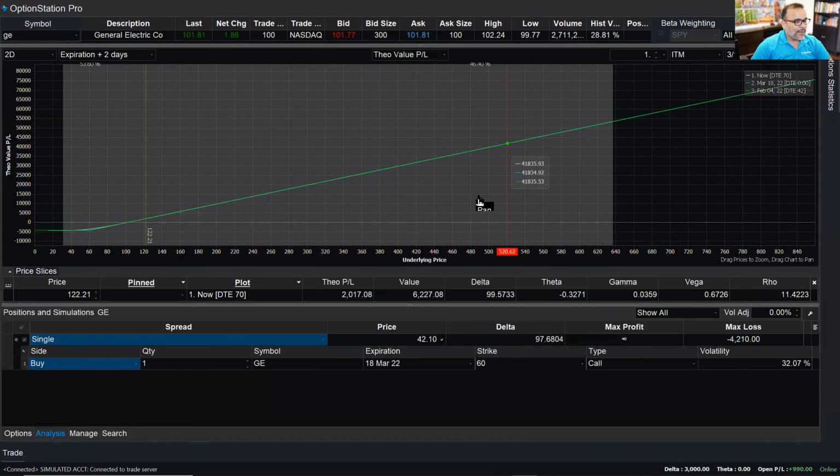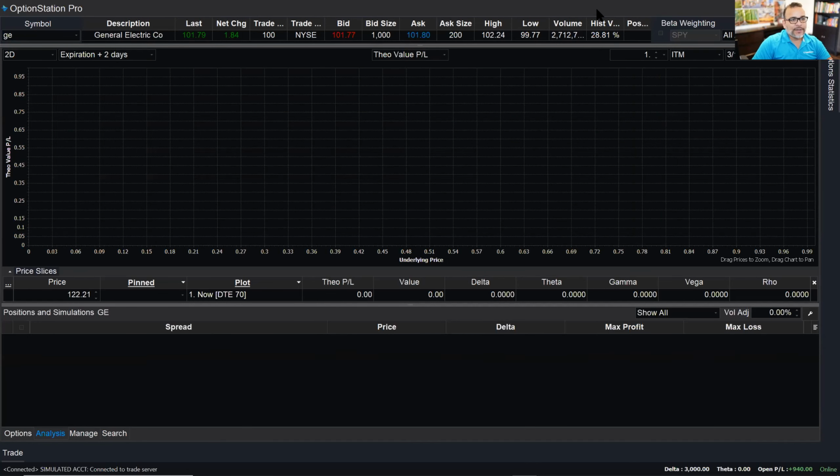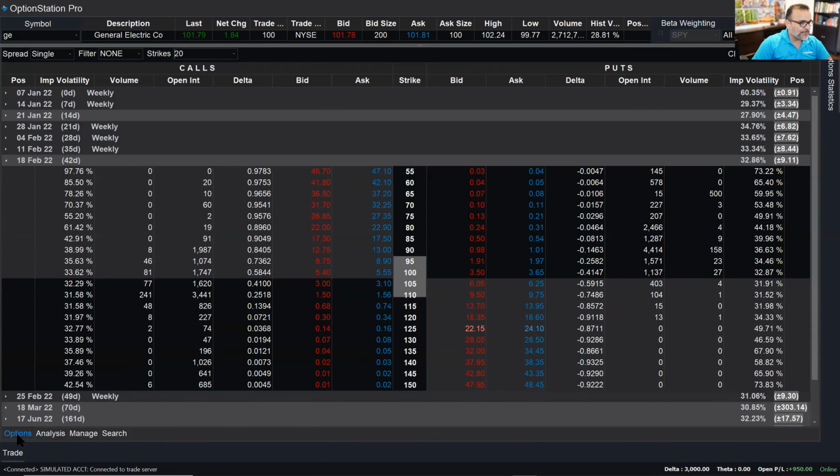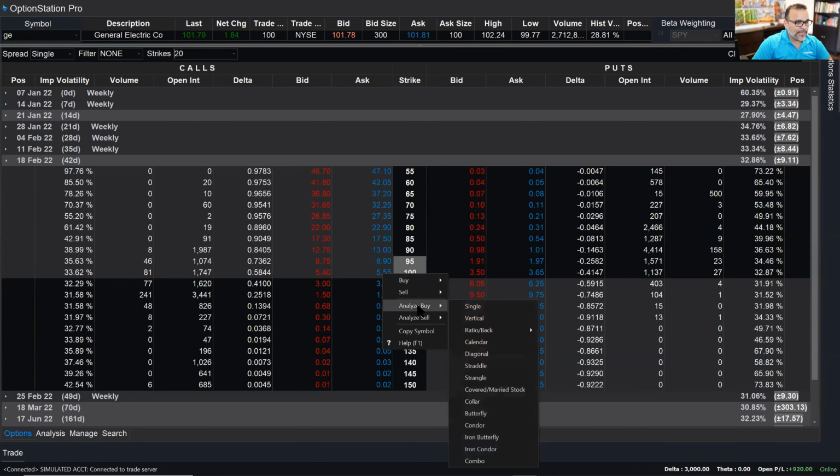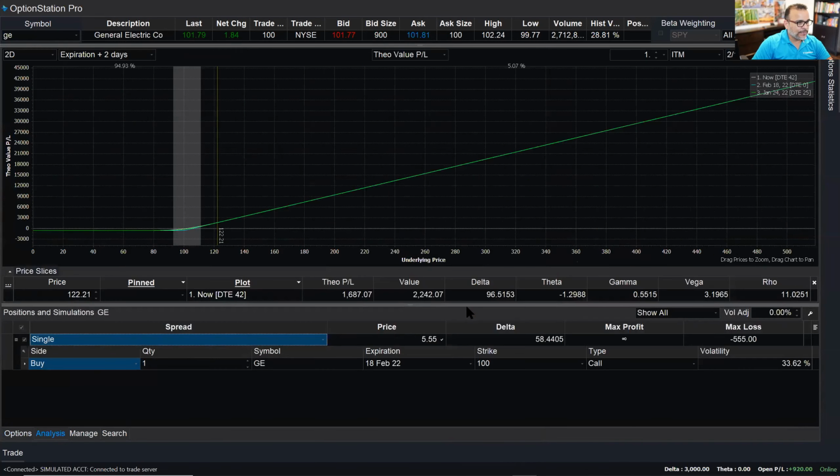But the shade of gray here in the background is based on historical volatility, and it's just the probability of movement of the underlying. Now, if I were to trade something, let me remove this, let me delete that position. Let's take a look. Historical volatility here is 28%. Let me go back here to my options. I'm looking at February. Let's say that I trade, I'm going to right click here and analyze this as a buy single.